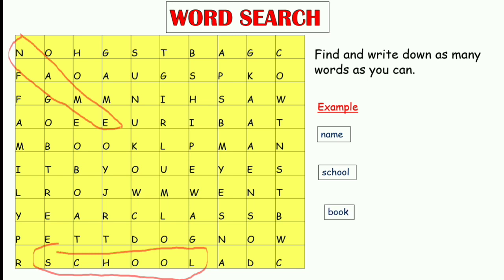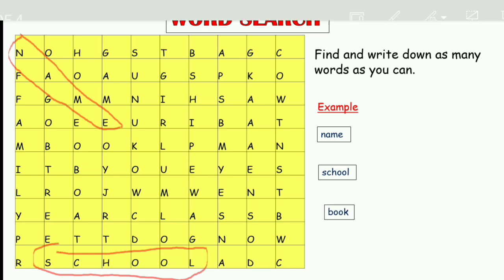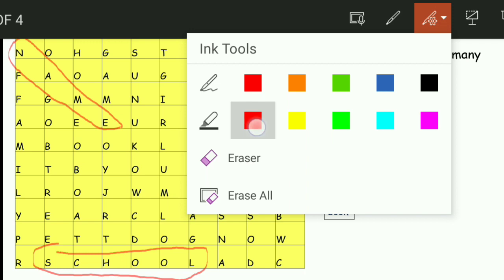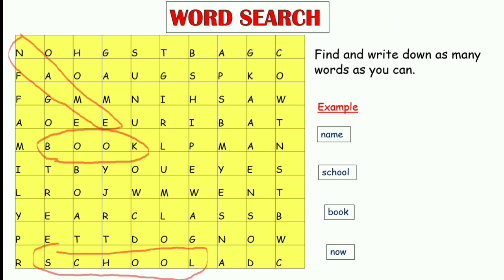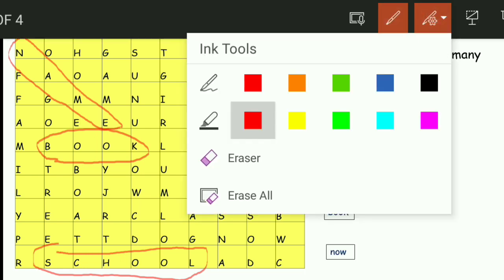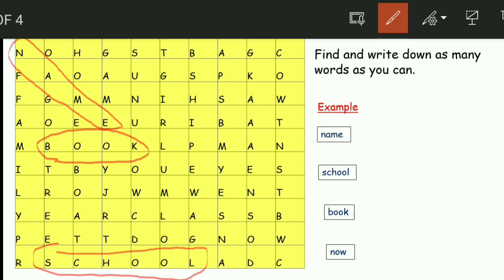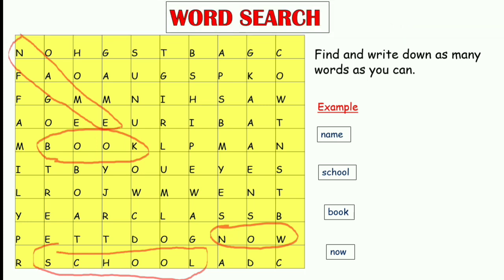I have some more examples. I have the word book as well. As you can see, where is my word book? I've already written that down here. It's here. B-O-O-K, book. And then the next word what I have is now. I've got that here. That's N-O-W, now. So I have done 4 words for you. This is just an example.